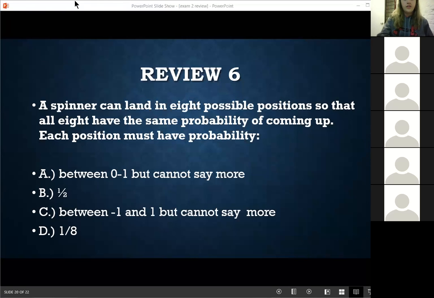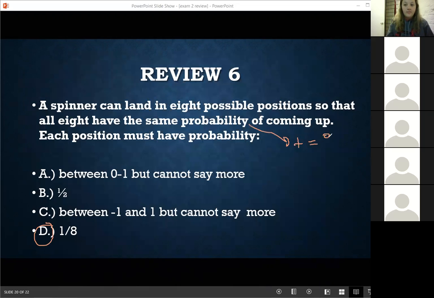Alrighty, so our answer here would be D, good job. Remember, if we're talking about probability, and all 8 of them have the same probability, that means together they all have to add up to equal 1. And since there's 8 of them, you do 1 divided by 8 to get what each one would be. Technically, it would be 1/8 plus 1/8, and so on and so forth. You do this 8 times to get 1, so 1/8 would have to be the probability for each position. So our answer is D.